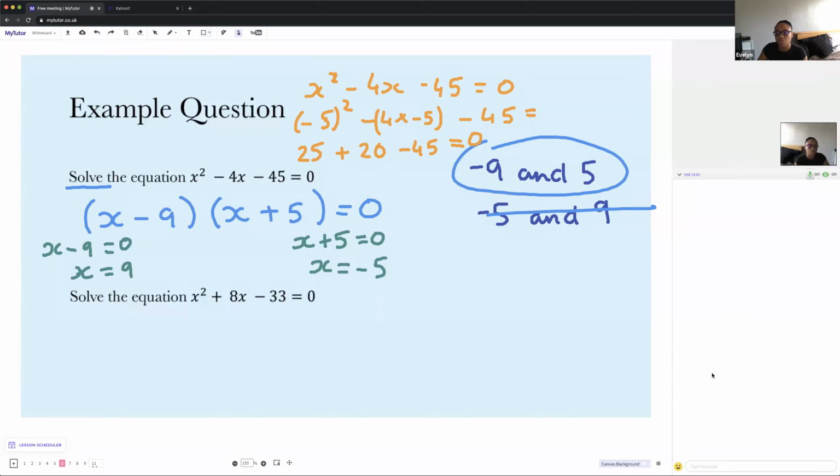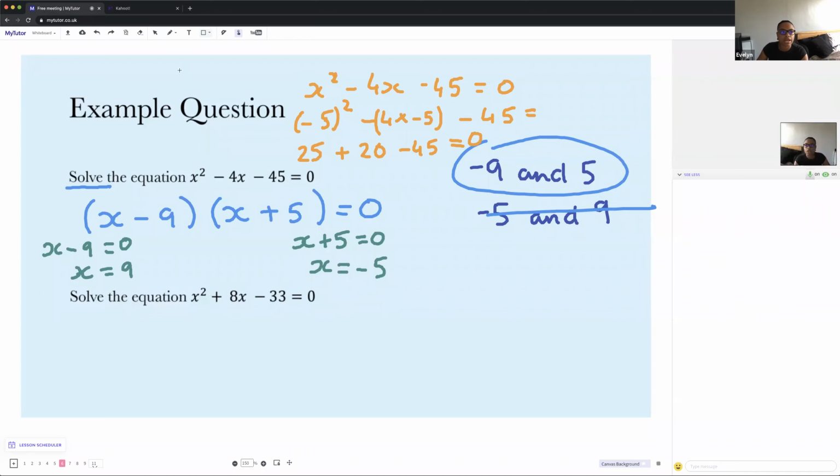So someone asked, where did the minus 9 and 5 come from? When you're factorizing quadratic equations, you need two numbers that multiply to give you minus 45, and two numbers that add together to give you minus 4. So minus 9 times 5 is minus 45, and minus 9 plus 5 is minus 4. So that's why we use those two numbers.